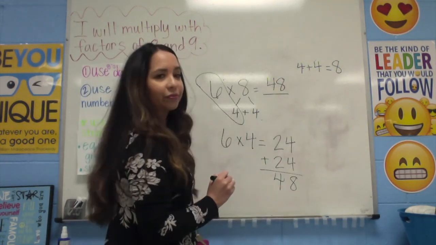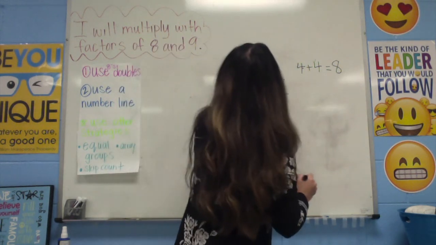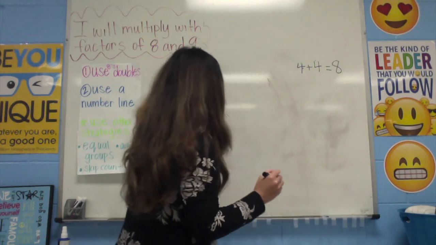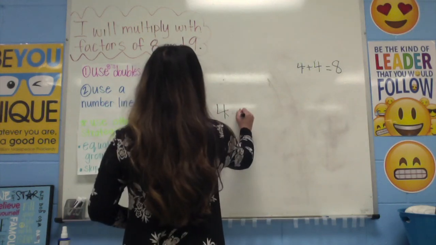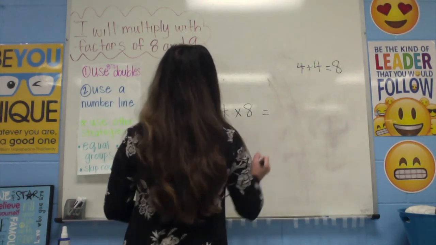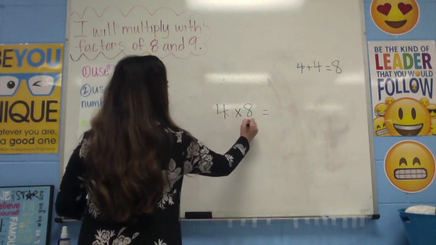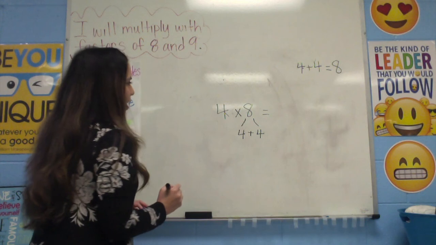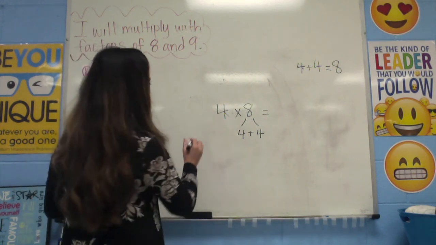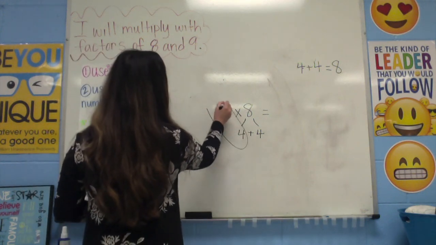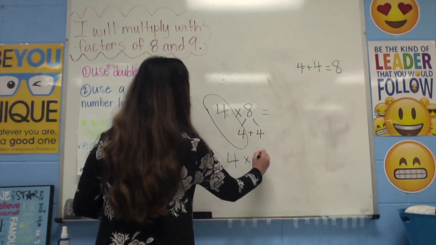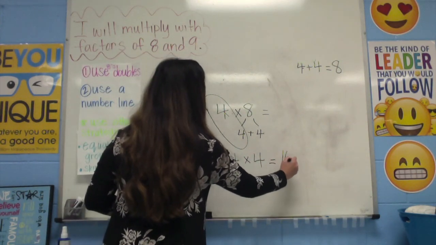Okay? All right. Now I'll do one more. Let's do 4 times 8. 4 times 8 using the double strategy. Think, 8 is 4 plus 4. And we're using the double strategy. You take the first factor, which is 4. You multiply it by 4. 4 times 4 equals 16.